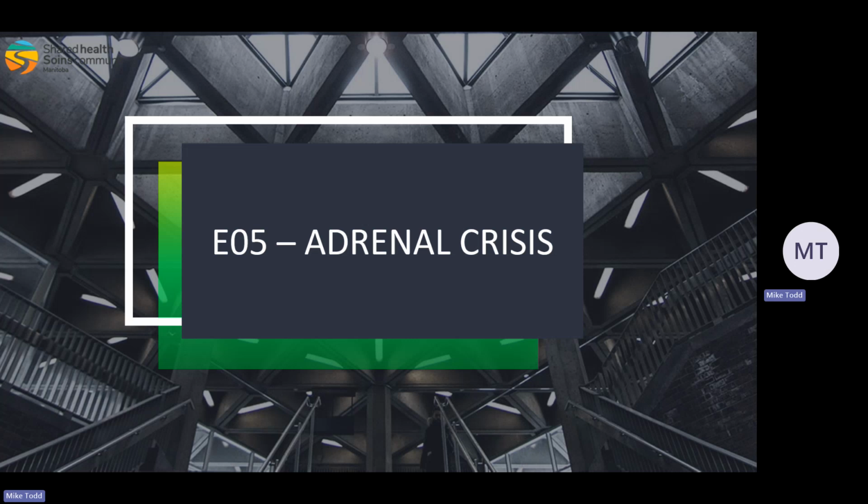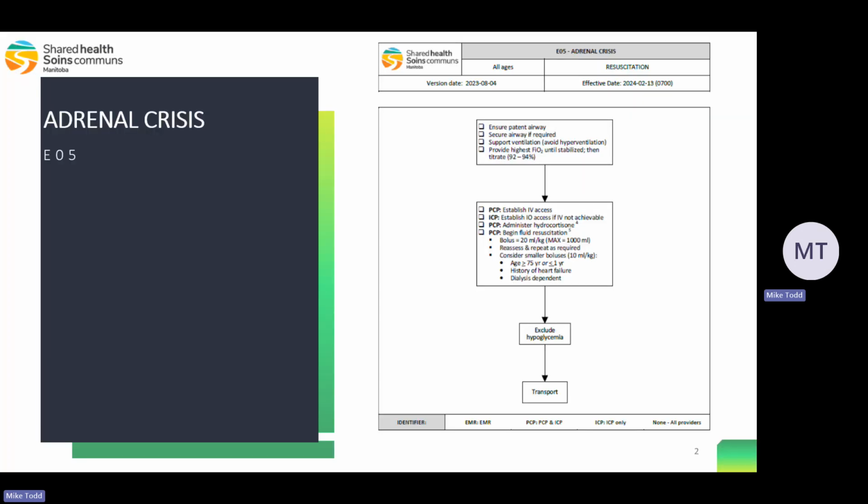So this is just going to be a quick review through the care map E05 adrenal crisis, just to understand what it is and how we can treat it. Like I said, this is the actual care map in itself. It's not huge, but it's good to know what we're doing.